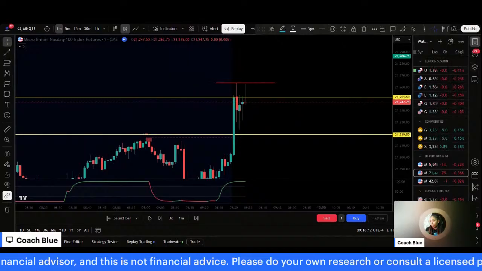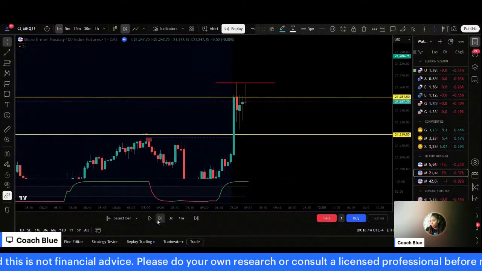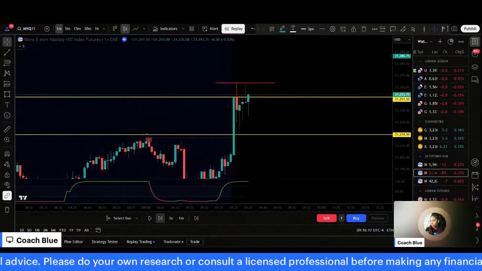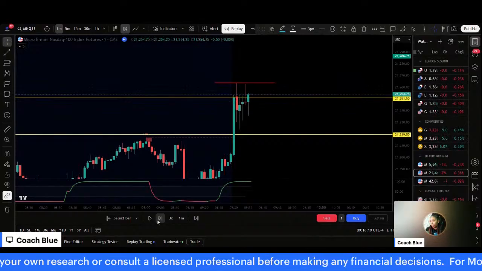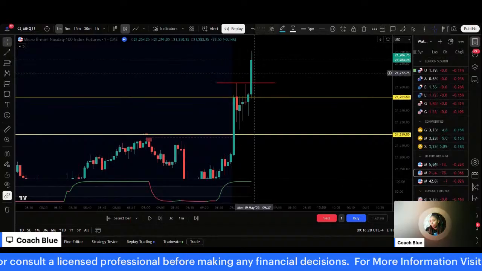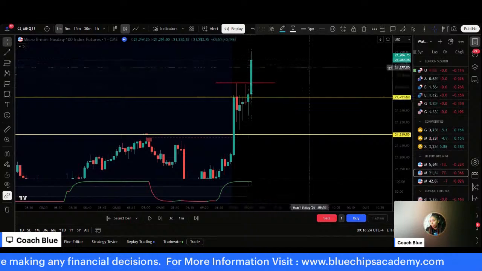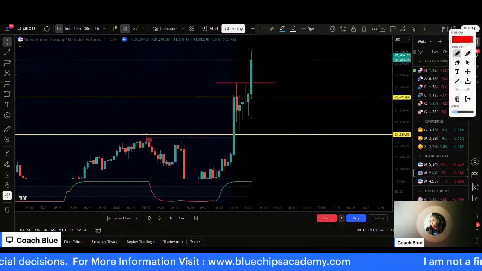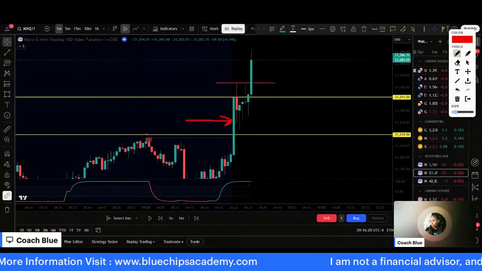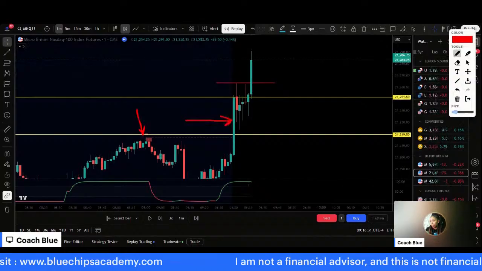Let's see what happened with the candles. All right, there was another bullish candle. Okay, still nothing. Boom, there's our candle right here. So we had a breakout, broke past this level right here.